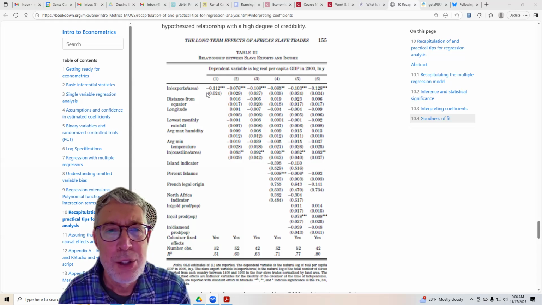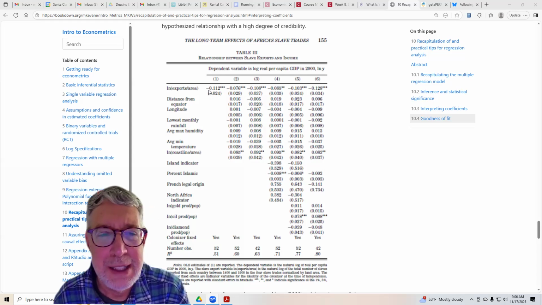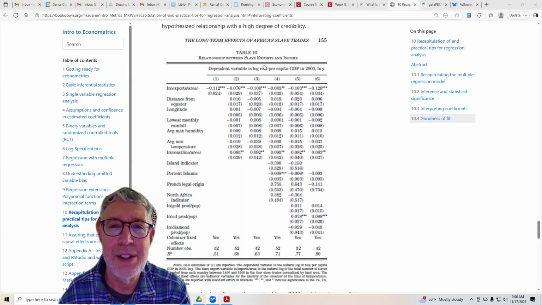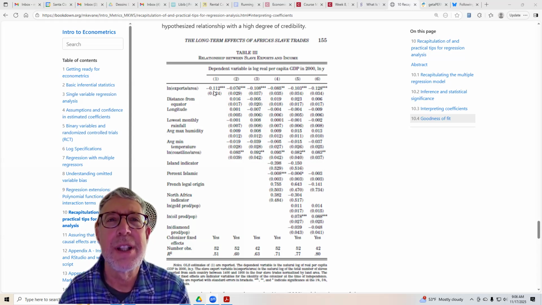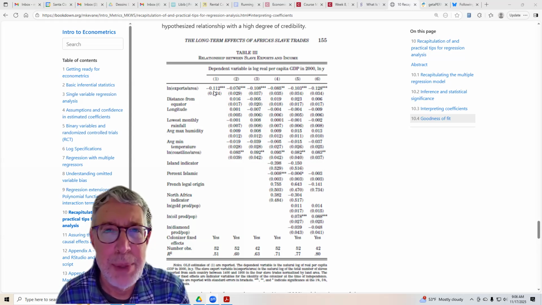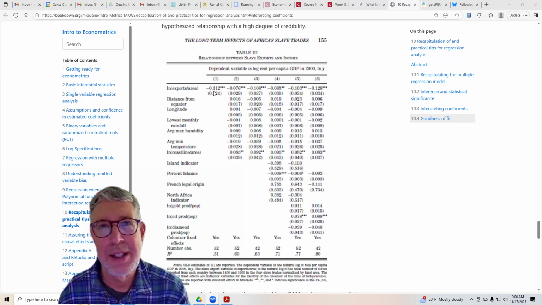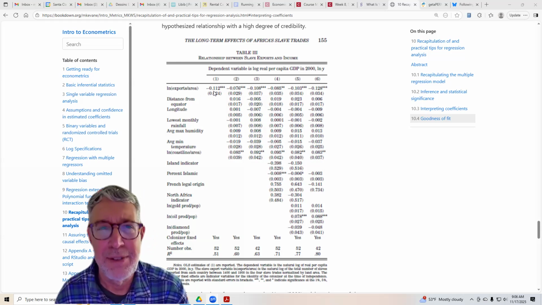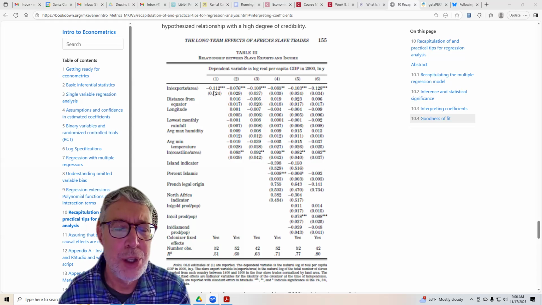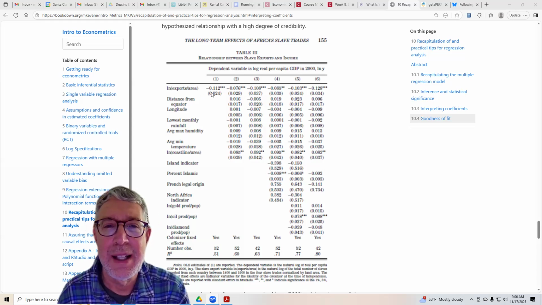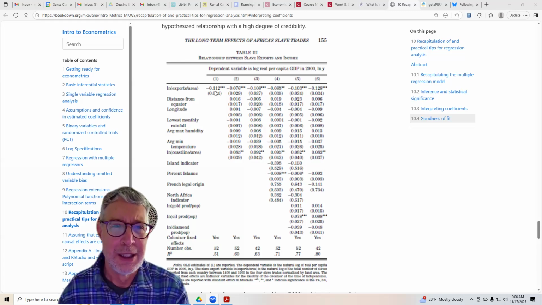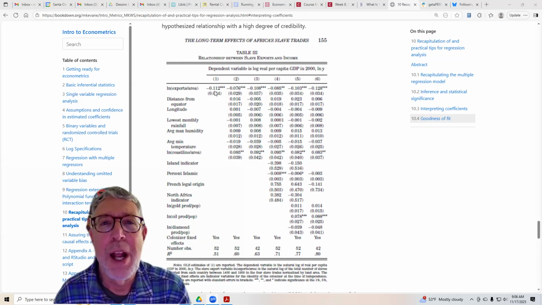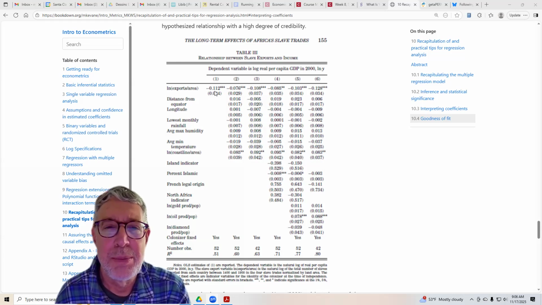So we have exports per area, and we see that it's a log specification. The outcome variable is a log, and the explanatory variable is the natural log. So we interpret the coefficient as the percent change in per capita GDP for a 1% change in slaves per area. So the effect is that a 1% change in slaves per area is associated with a 0.112, so we'll just round it to 0.1% change in GDP.